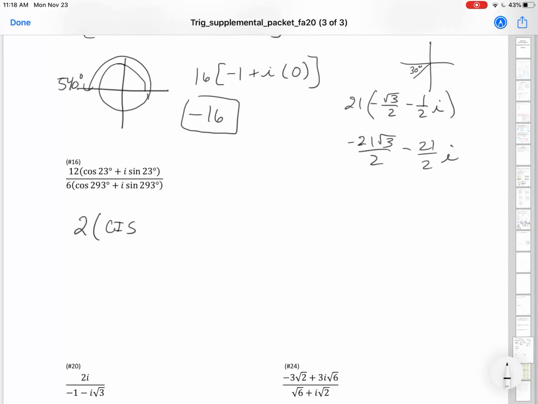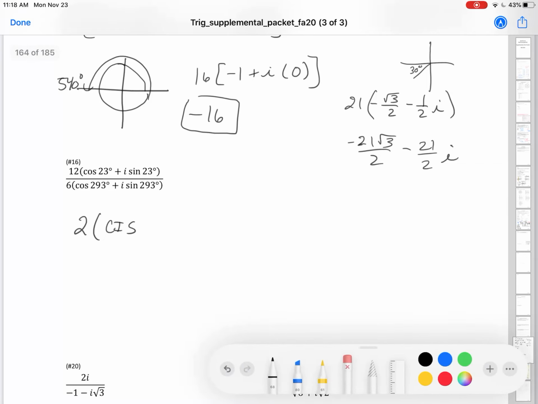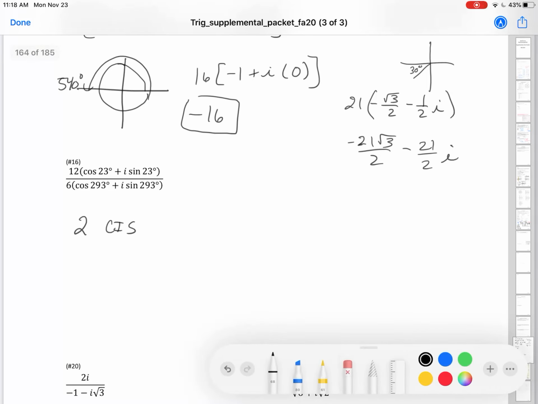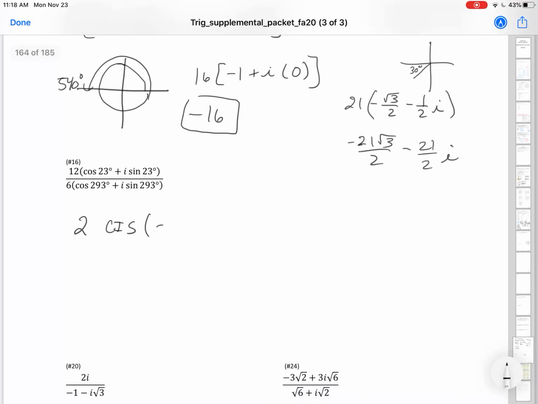So I'll do 2 CIS. Let me remove that parenthesis. I was going to do it the same way, but let me just use the shortened notation because of the space here. You're going to get negative 270 degrees. Well, where's negative 270 degrees? I think you know where that is. That's right there. It's at a 90-degree angle.